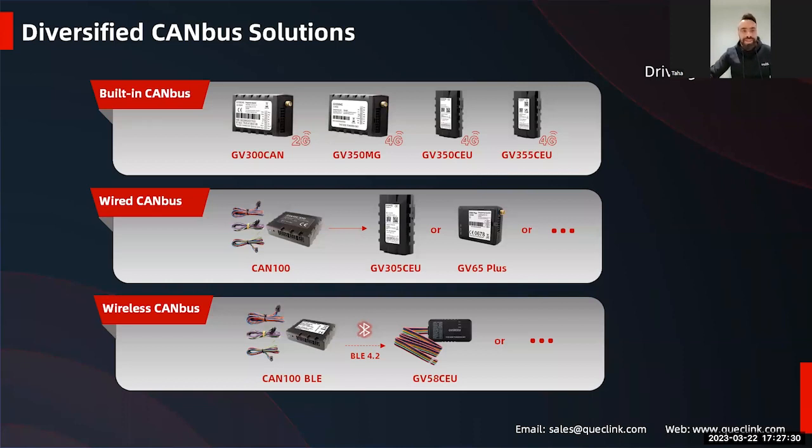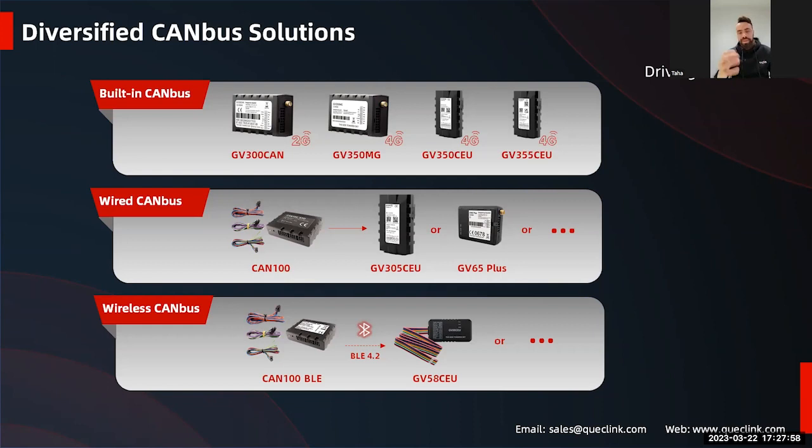After that, as I said, last year we have two flagship devices, the GB350CU and 355CU, which can read most of the needed protocols for the CANbus. So it's all in one. And at the same time, we are flexible enough for our customers. There are some of our clients for whom the CANbus solution or application is not their main application.